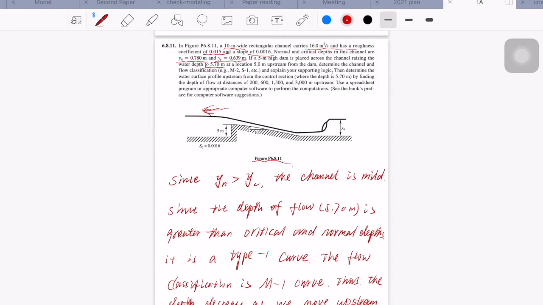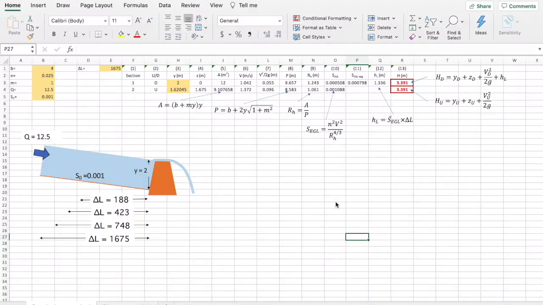Then we need to determine the water surface profile upstream from the control section by finding the depths of flow at distances of 200, 600, 1500, and 3,000 meters upstream. To solve this problem, we can still use the Excel file on the course site. I believe you are familiar with this Excel file since we have used this table to solve the first problem previously, and now we need to change some channel information to make this table help us solve this problem.